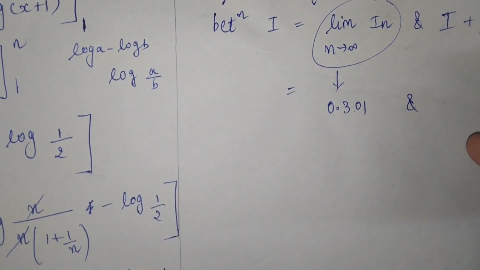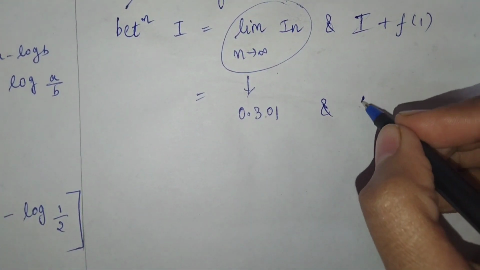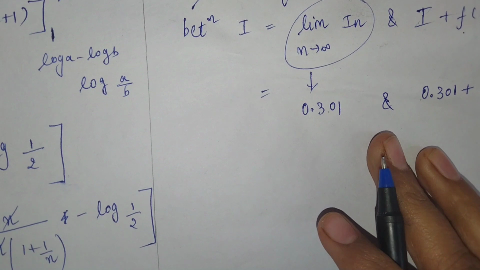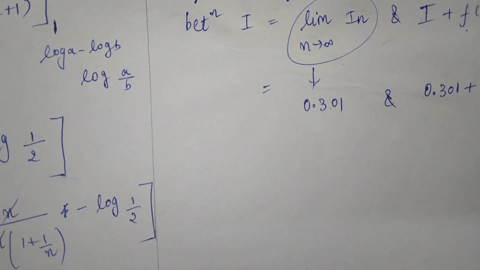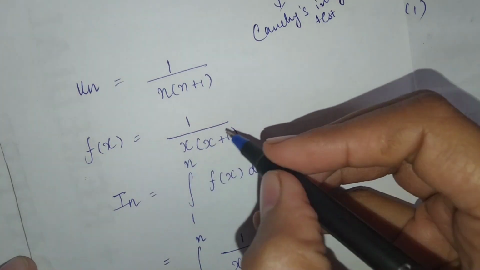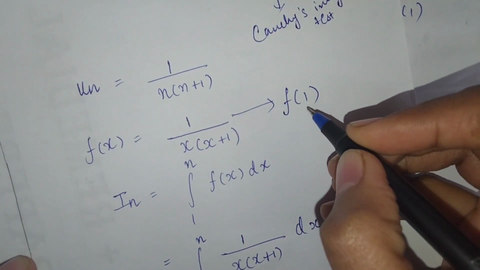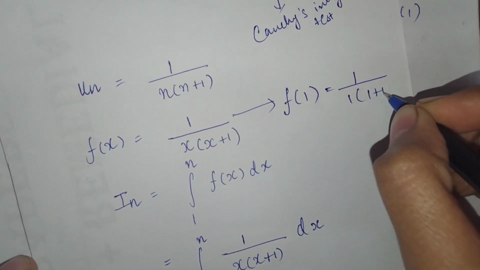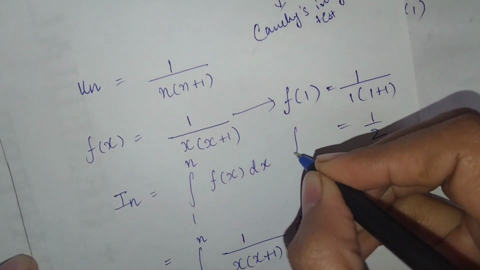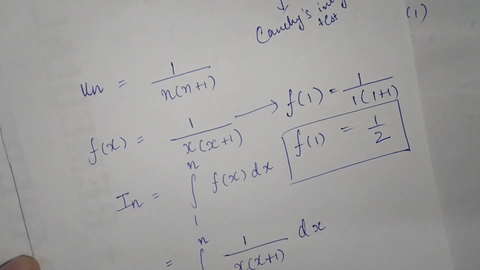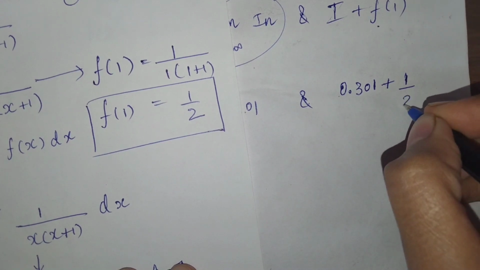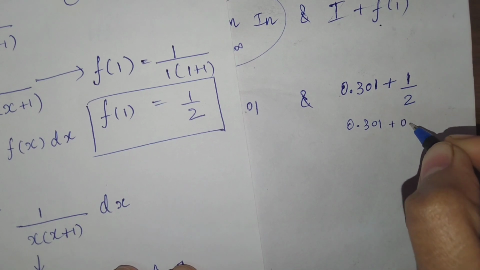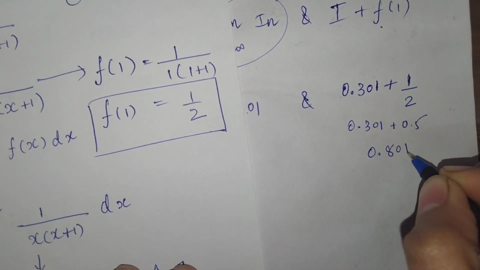And what is I plus f1? Again, our I is again this 0.301. And what is f1? Then in the f of x, in this f of x, we have to put x equal to 1. Then we will get f1. So 1 by 1 into 1 plus 1. So that is 1 by 2. So our f of 1 is 1 by 2. So here we have to put 1 by 2. And 0.301 plus 0.5, that is equal to 0.801.